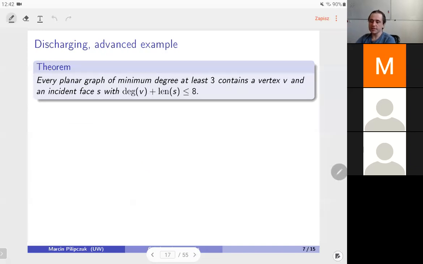The second example is a theorem saying that if I have a planar graph with minimum degree 3, no vertices of degree 2 or 1, then I have a vertex and an incident face such that the degree of the vertex plus the length of the face is at most 8. You can see that minimum degree 3 is needed here, because otherwise I could put a lot of degree 2 vertices on every edge and every face would be super long, so that won't be true any longer. So I want to prove this type of statement, which is a bit different from what we had on the previous slide. It's slightly more general, but let's see how it goes.